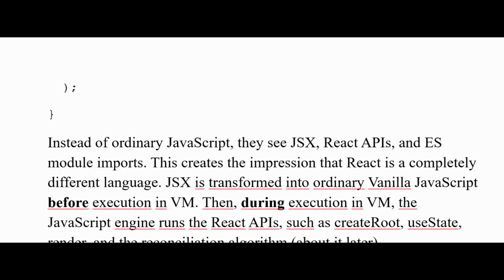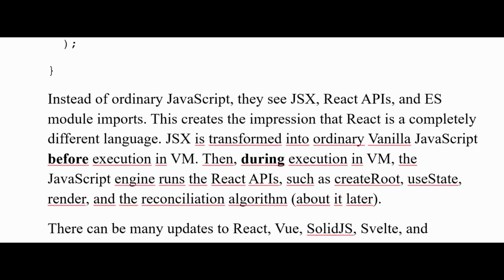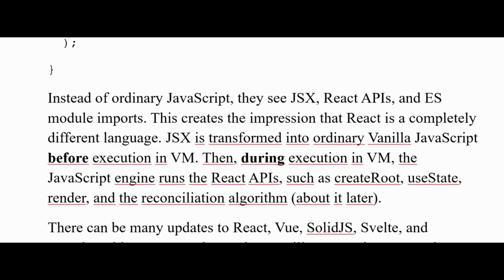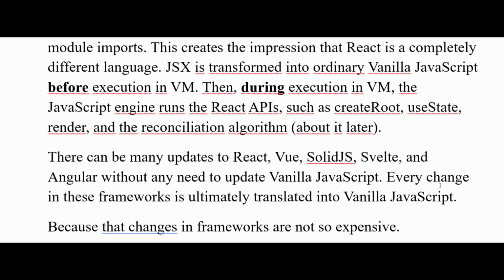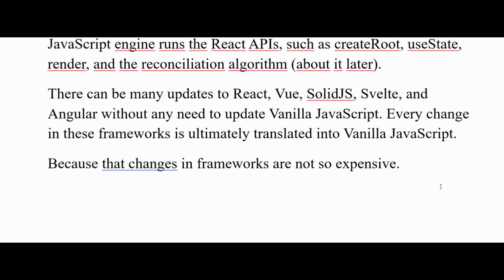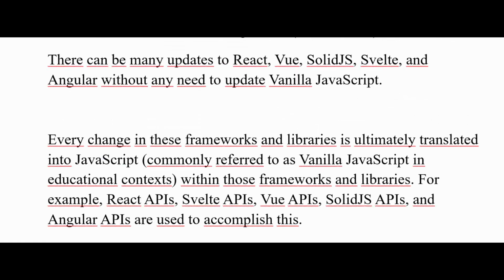JSX is transformed into ordinary vanilla JavaScript before execution in the virtual machine. Then, during execution in the virtual machine, the JavaScript engine runs the React API, such as createRoot, useState, render, and the reconciliation algorithm. We will talk about it later. There can be many updates to React, Vue, SolidJS, Svelte, and Angular without any need to update vanilla JavaScript.